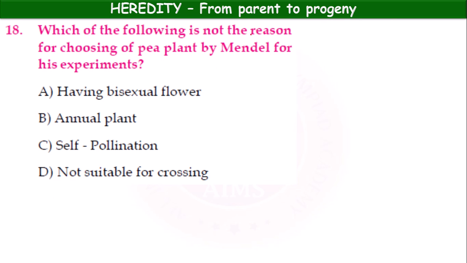Which of the following is not the reason for choosing of pea plant by Mendel for his experiments? Having bisexual flowers, annual plant, self pollination, not suitable for crossing. Only this not suitable for crossing is the only thing which is not the reason.